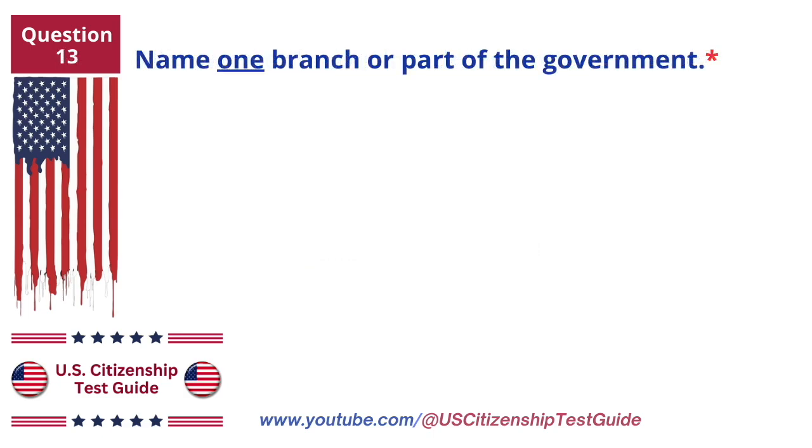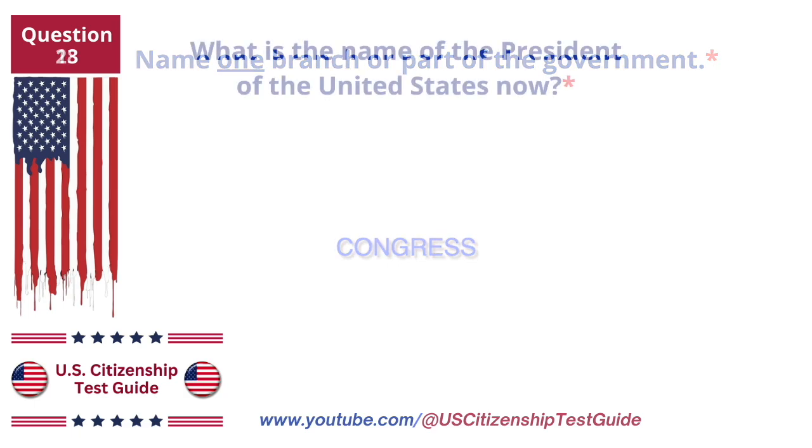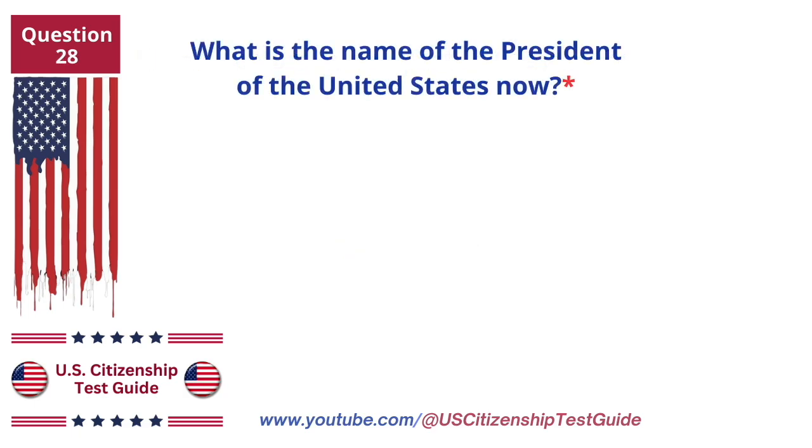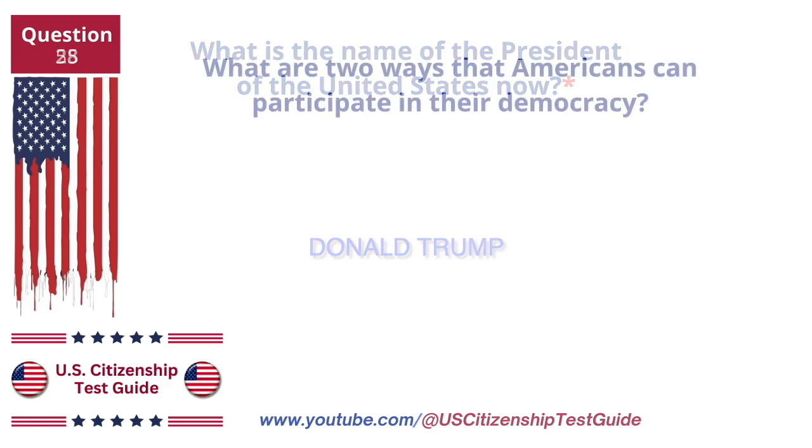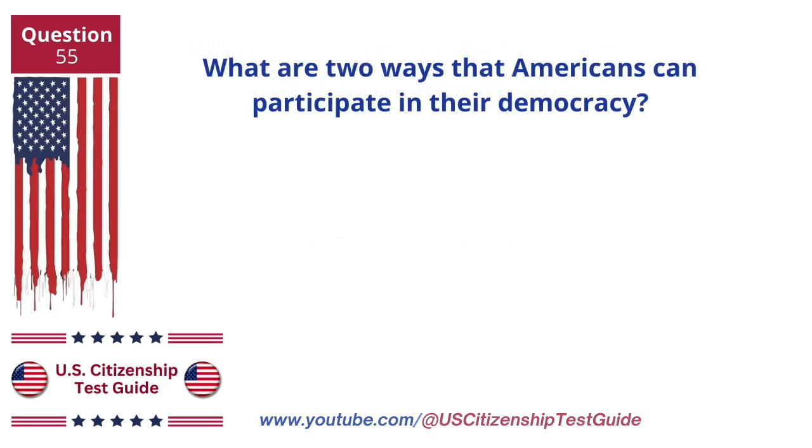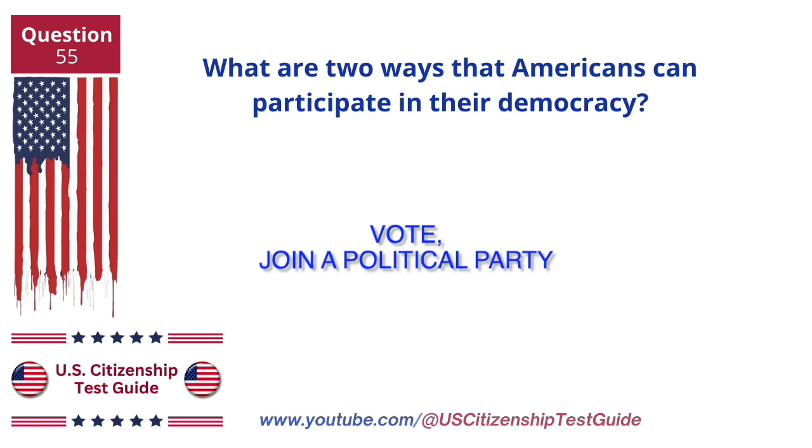Name 1 branch or part of the government. Congress. What is the name of the President of the United States now? Donald Trump. What are 2 ways that Americans can participate in their democracy? Vote. Join a political party.